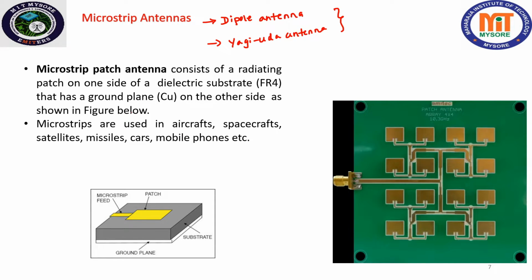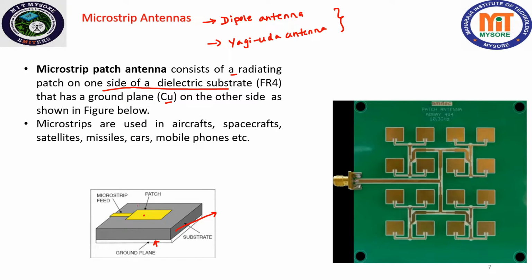That too microstrip. So what is a microstrip or patch antenna? A microstrip patch antenna consists of a radiating patch on one side of a dielectric substrate, which is usually FR4, that has a ground plane of Cu on the other side as shown in the figure below. You can see in this figure, this is the ground plane, this is the substrate, whereas this is the microstrip patch.